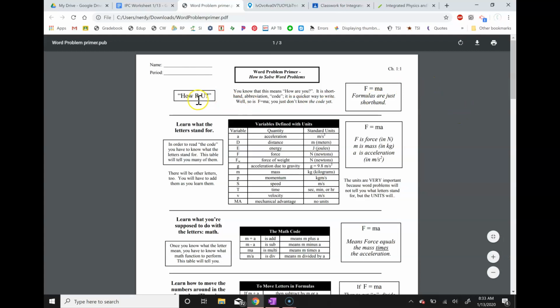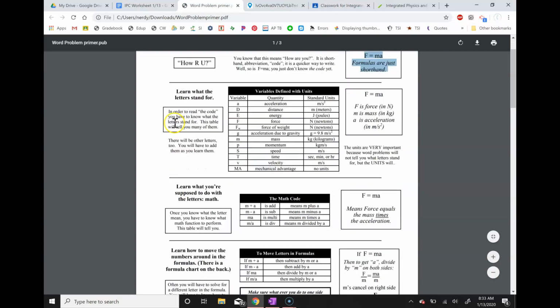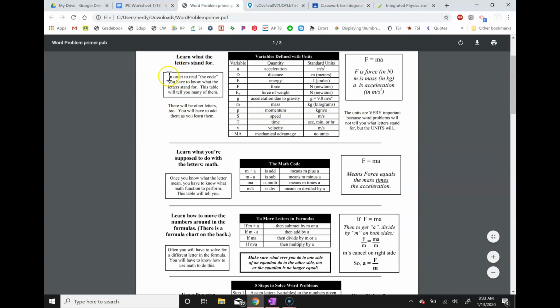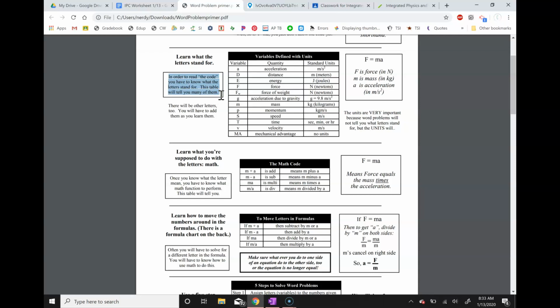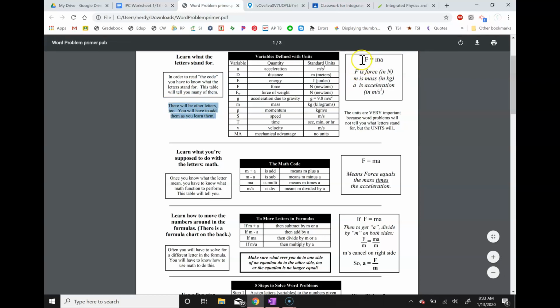Okay, so it starts off, "how r u?" You know that this means, like, how are you? It's shorthand, abbreviation, or code, and it's way quicker to write. Well, so is F equals MA. You just don't know the code yet. So all formulas are just shorthand. They mean something. And what you're going to be learning today is what these letters stand for. In order to read the code, you have to know what the letters stand for. This table will tell you many of them. There will be other letters too, and you're going to have to add them as you learn them.